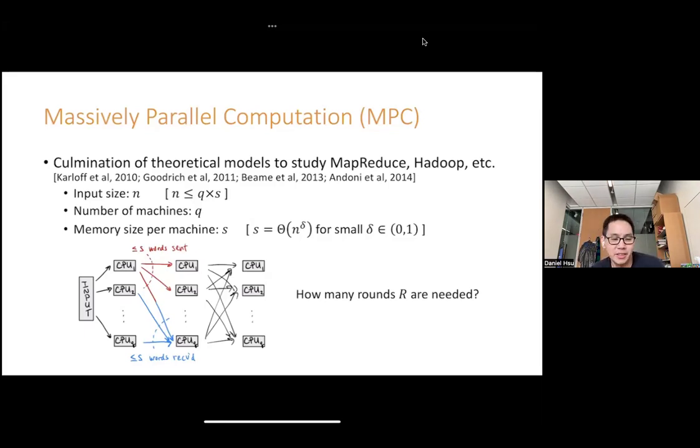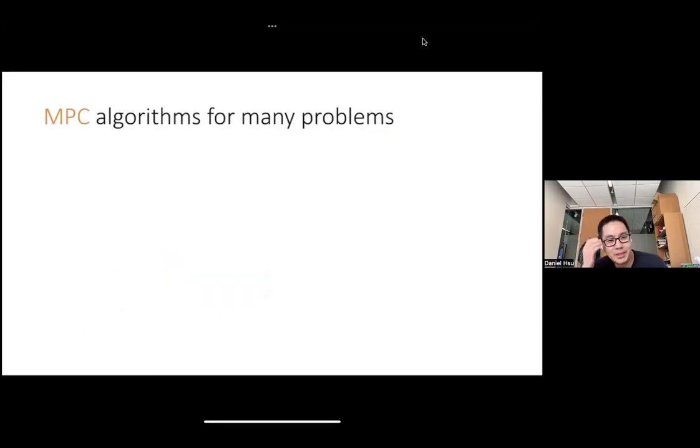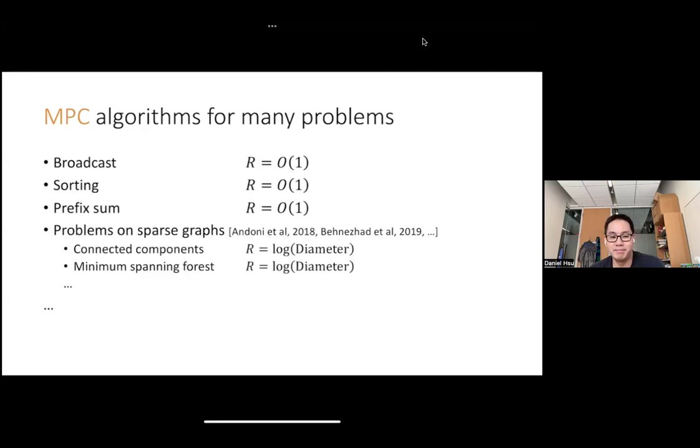Maybe already you're starting to see some analogies with transformers. Let me just say that there are MPC algorithms developed over the past decade or so for many different problems. So problems as simple as broadcast, sorting, prefix sum, a lot of graph problems have also been solved in the MPC model. And what's notable about all of these problems is that the round complexity is very small, just constant, independent of the problem size for a lot of these problems. And that's really the gold standard in MPC.